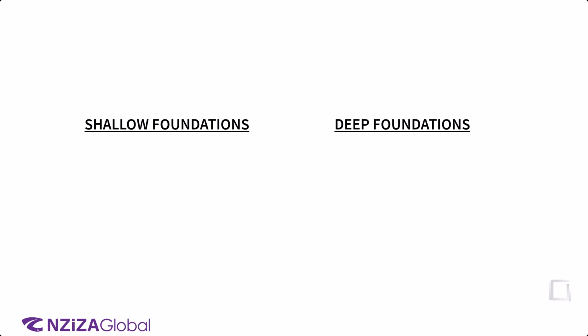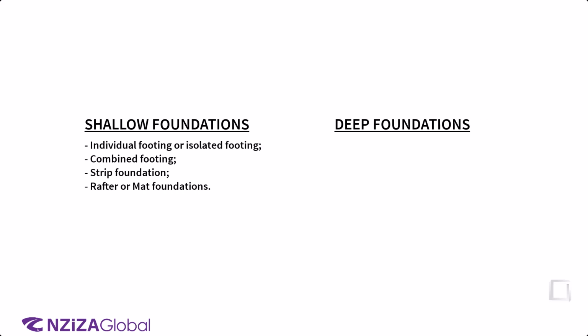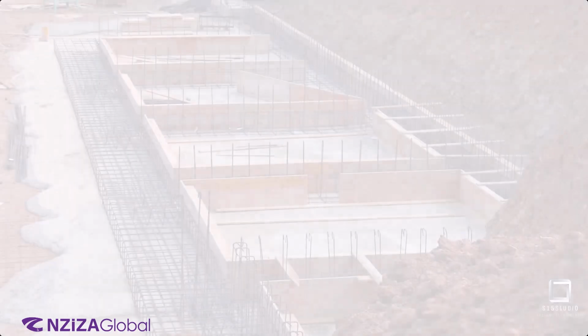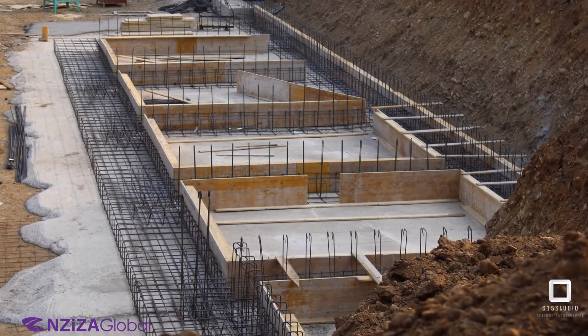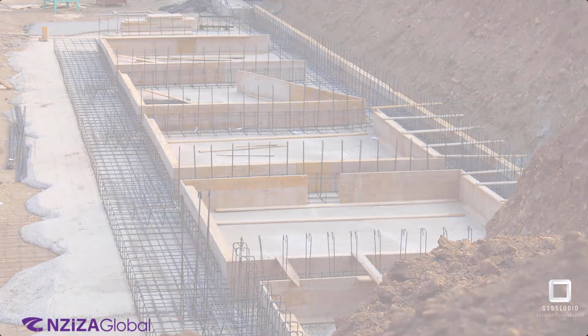soil. Foundations are generally broken into two categories, shallow foundations and deep foundations. The different shallow foundation types are individual footing or isolated footing, combined footing, strip foundation, raft or mat foundations. The different deep foundation types are pile foundations and drilled shafts. Generally, the foundations are made of concrete and reinforced with steel rebar.